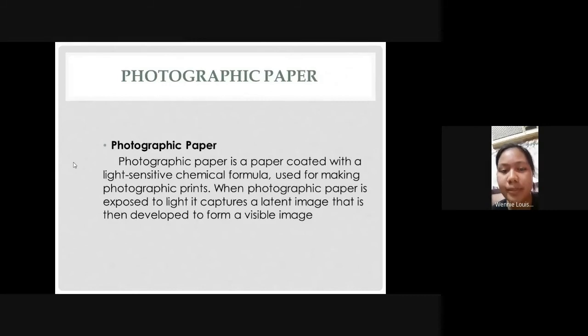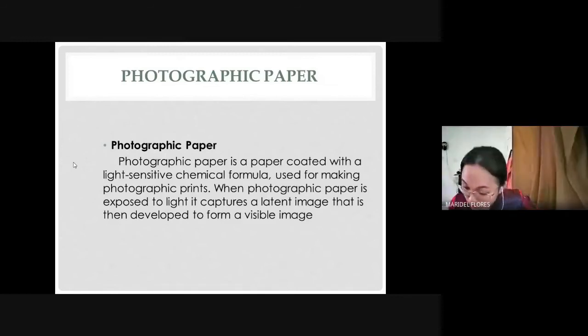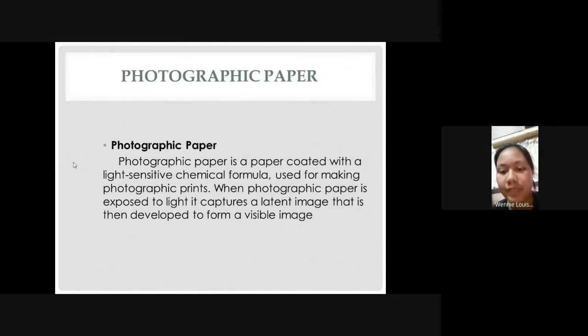While enlarger printing uses an enlarger. An enlarger is like an instrument wherein you put the photographic film negative in the enlarger. Then light is exposed from the enlarger to the photographic paper. So this is where the latent image is created. Next slide please.